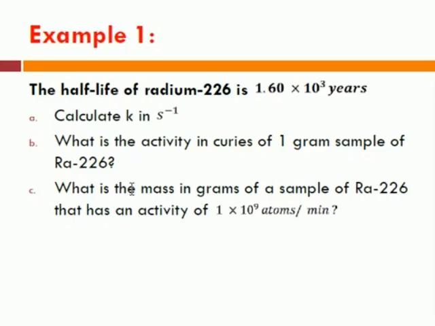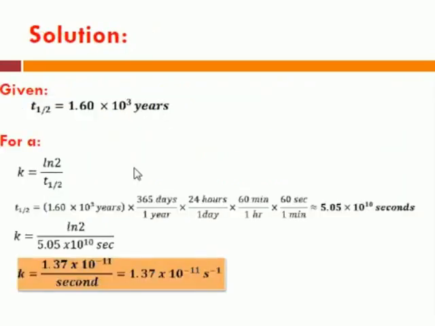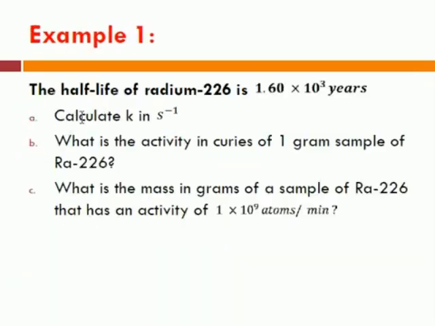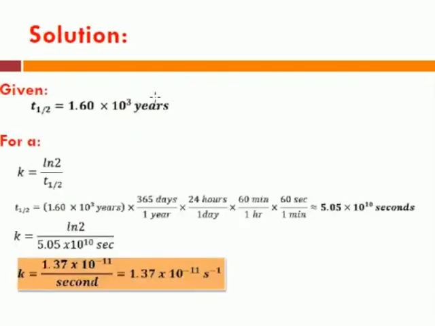So, let's proceed with letter A. For letter A, the half-life is given. The half-life of radium-226 is 1.60 times 10 raised to 3 years. And for letter A, we're asked to find k in s raised to negative 1. Therefore, the unit of time must be in seconds. The formula we're going to use is this one: ln 2 over the half-life. This is direct substitution, but we have to convert the years into seconds.